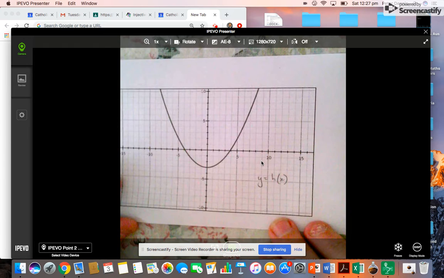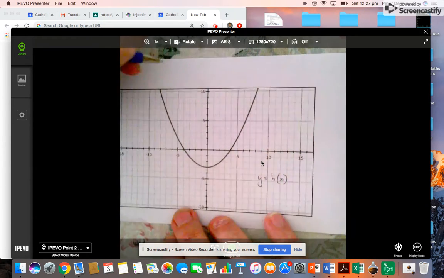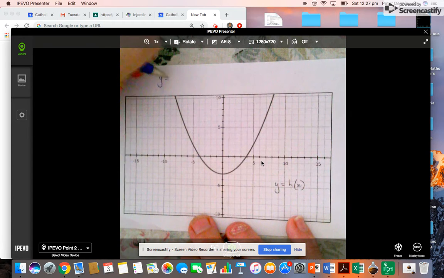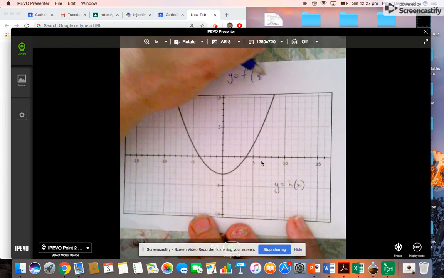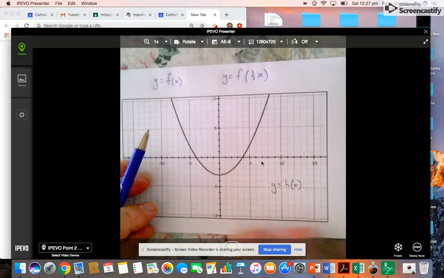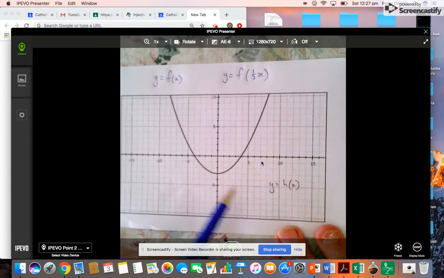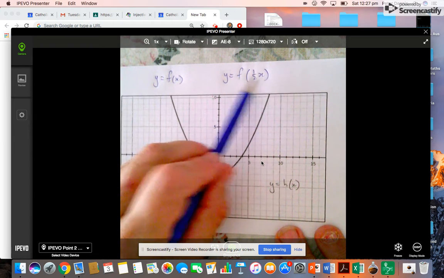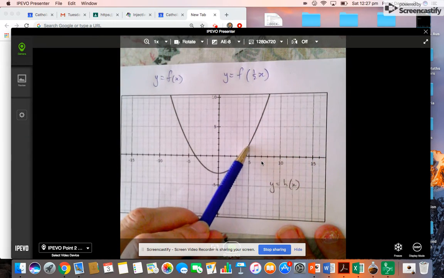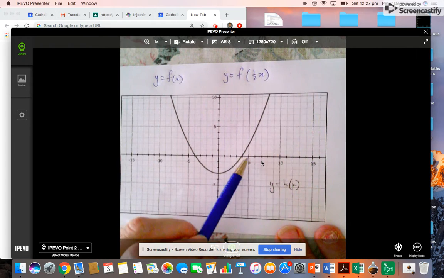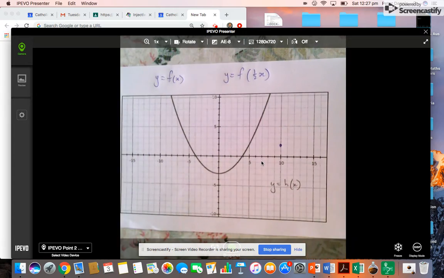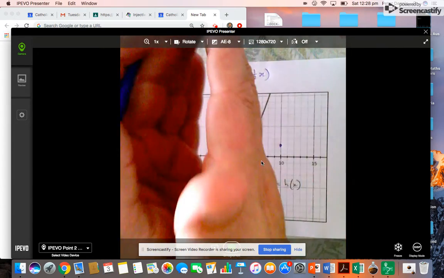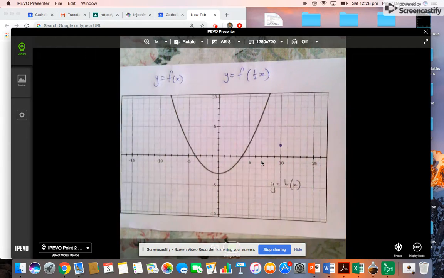Again, this one, we've got y equals f of x. Let's graph y equals f of a half x. So what that means is, if we put 10 in here, a half of 10 is 5. So at x equals 10, it's going to be the same as this graph at x equals 5. So when it was 2x, everything got squished. When it's a half x, everything's going to get stretched out.